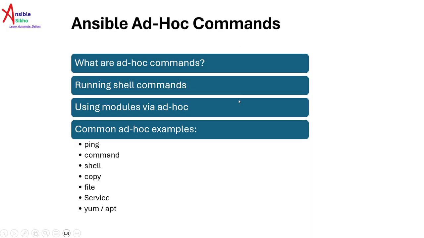Ansible ad hoc commands. So here we will see the ad hoc commands. Ad hoc commands are used for quick and one-time task execution on remote hosts. So running shell commands using modules via ad hoc. We will see examples of ad hoc command modules. There is a ping module. Modules means there is a module written in Python for ping. Likewise, it will have command, shell, copy, file, service, yum, and update.